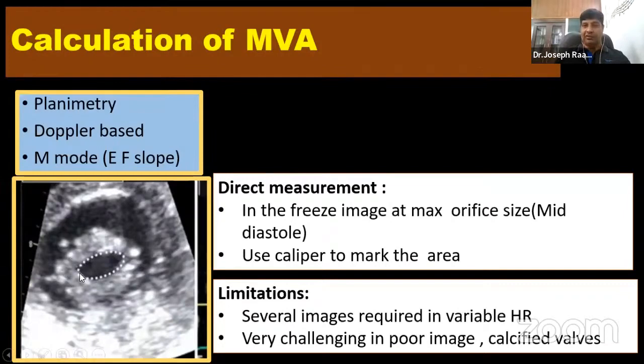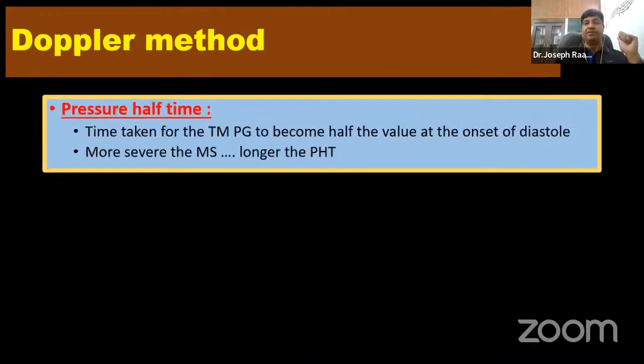Sometimes it's very difficult to get this image, or you will not be able to trace the opening properly because you need to get multiple images. Or if the valves are calcified, you will not be able to get this nice image. So as a result, you need to use a different method. For that, we need to know the pressure half time. The terminology is very big and a little confusing, but it's nothing but how much time for the transmitral pressure gradient to become half of that. That's what pressure half time is.